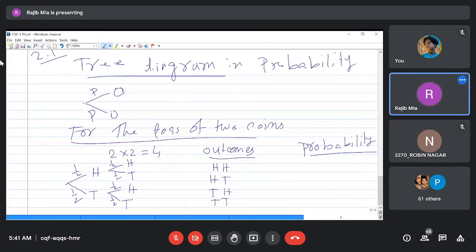The probability of the outcome head, head is half into half, that is 1 by 4. Similarly, the probability of getting head, tail is half into half, which is also 1 by 4. The probability of tail, head is 1 by 4, and the probability of tail, tail is also 1 by 4.